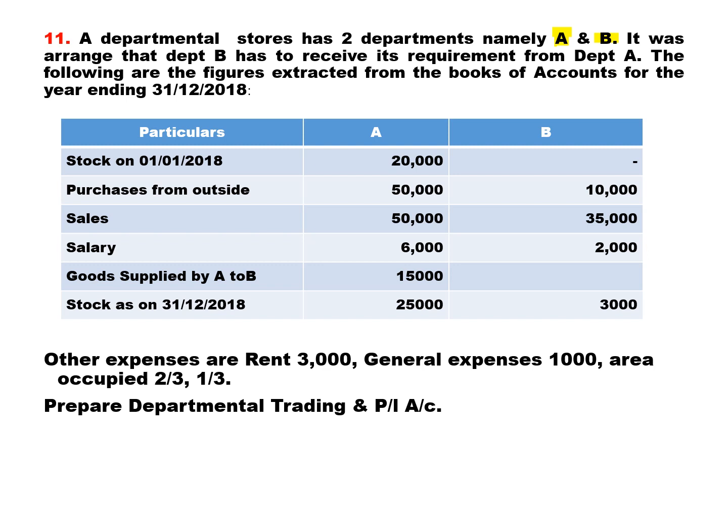Other expenses are rent 3,000 and general expenses 1,000. Area occupied is 2:3. It means distribute the rent in 2:1 ratio. No information about general expenses, so distribute general expenses in the ratio of 1:1. Prepare departmental trading and PL account.